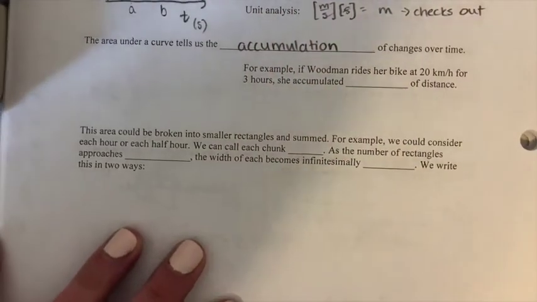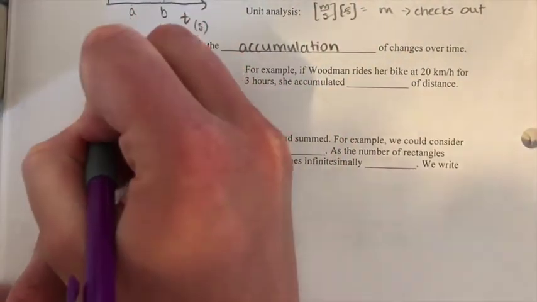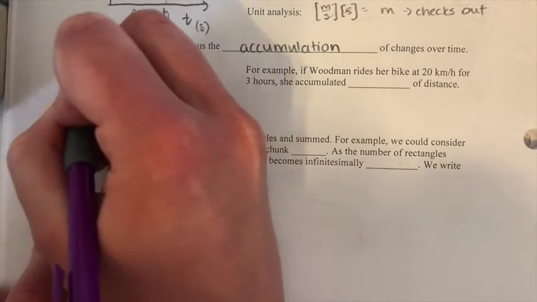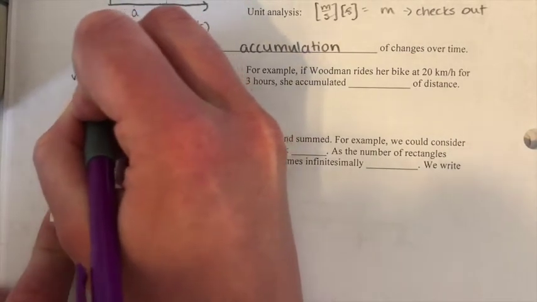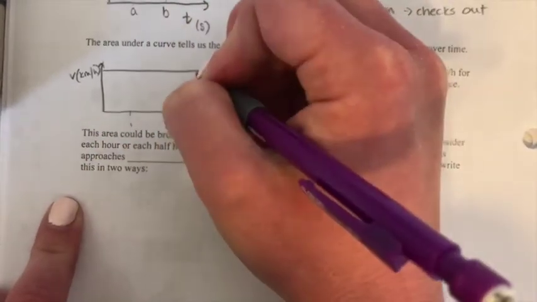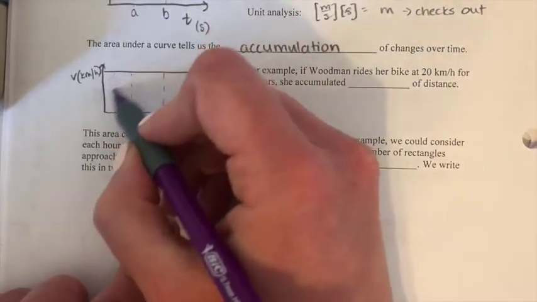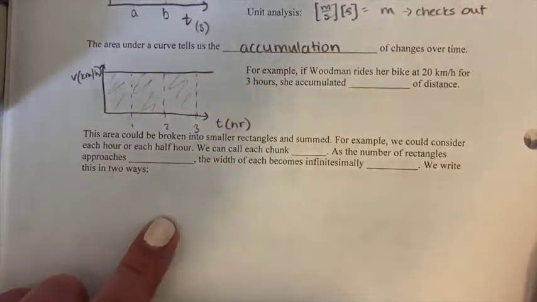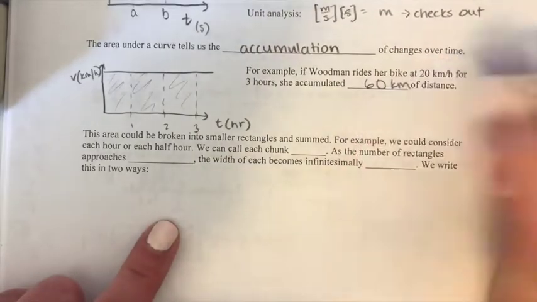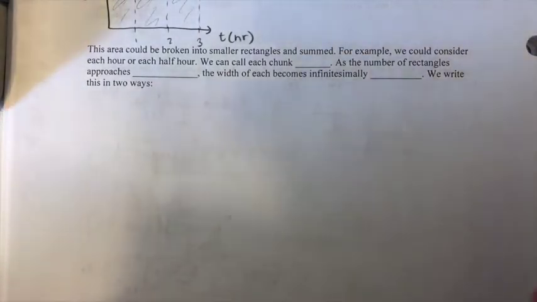of change over time. So, for example, if I ride my bike at 20 kilometers per hour for 3 hours, so here's my time in hours, my velocity per hour. If this is 1, 2, 3 hours, then I have accumulated 3 chunks of 20 kilometers, right? So 20 times 3, I've accumulated 60 kilometers of distance.